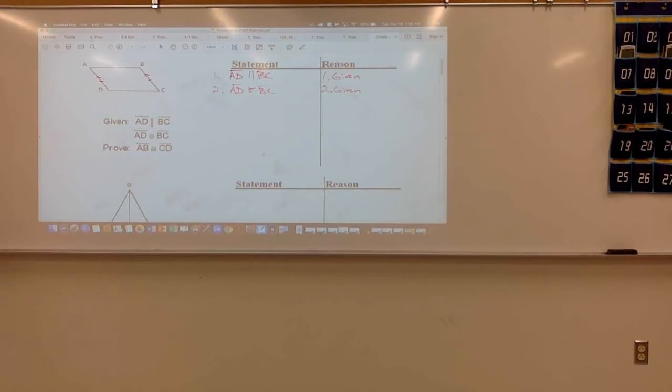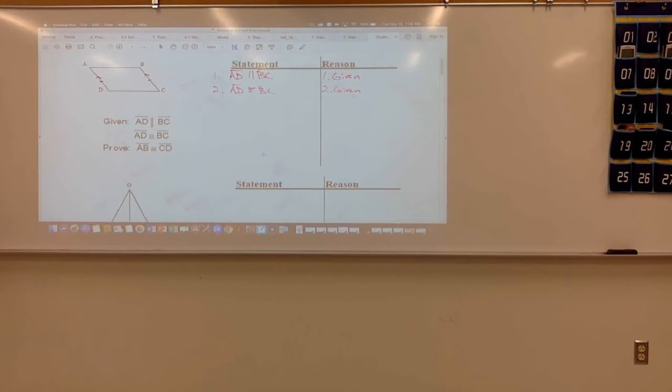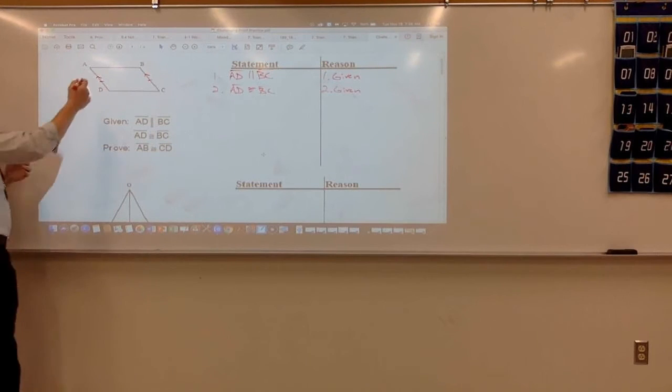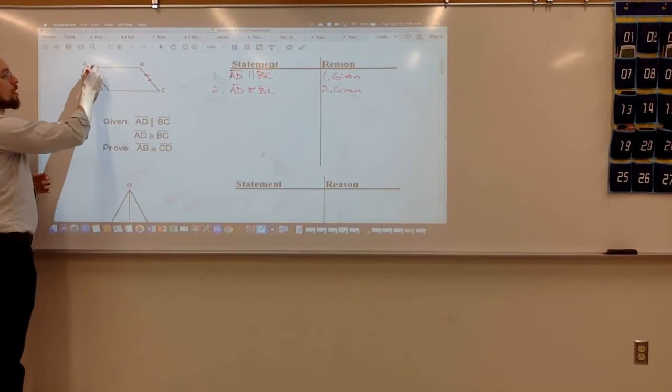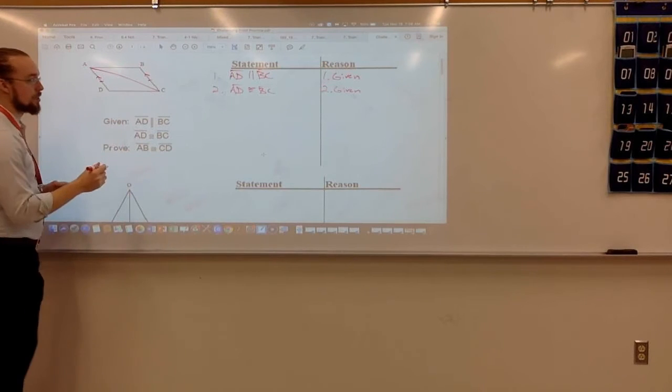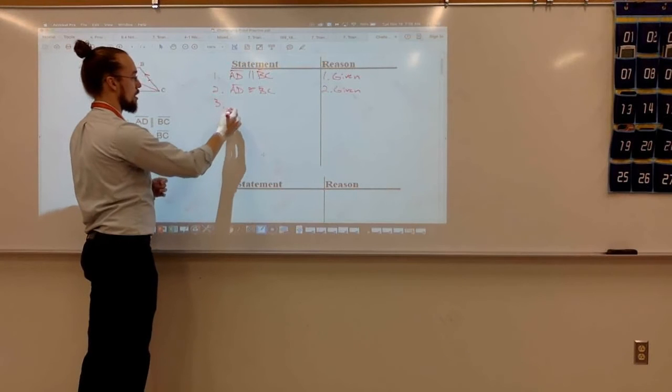Okay, well, I don't have any triangles in here. Like this doesn't even look like anything we've done. But okay, what we can do is draw in a segment. Okay, we can always draw something in. So I'm going to draw in a segment from A to C. Now, why would I be allowed to do that?